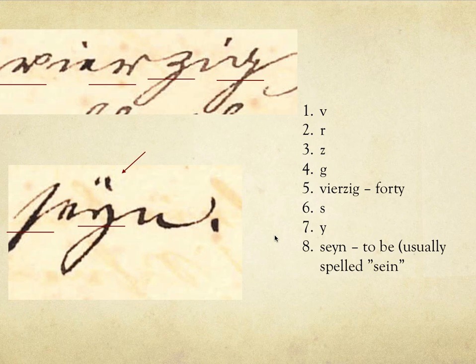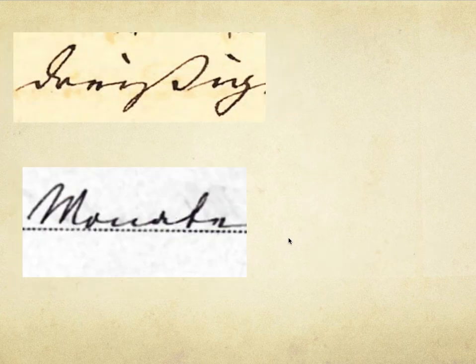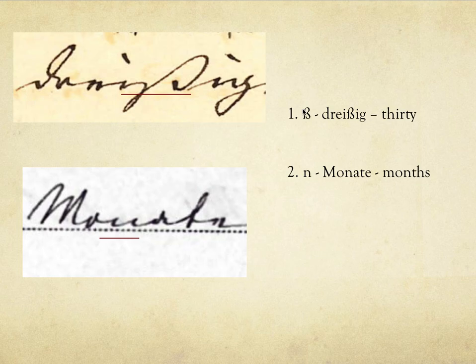And this word is sein, which is the German word for to be. And today it's spelled S-E-I-N, but you may see S-E-Y-N on older documents. So we have S-E-Y-N, sein. A couple more. Here we have a letter that we don't have in the English alphabet, and that is our S set.